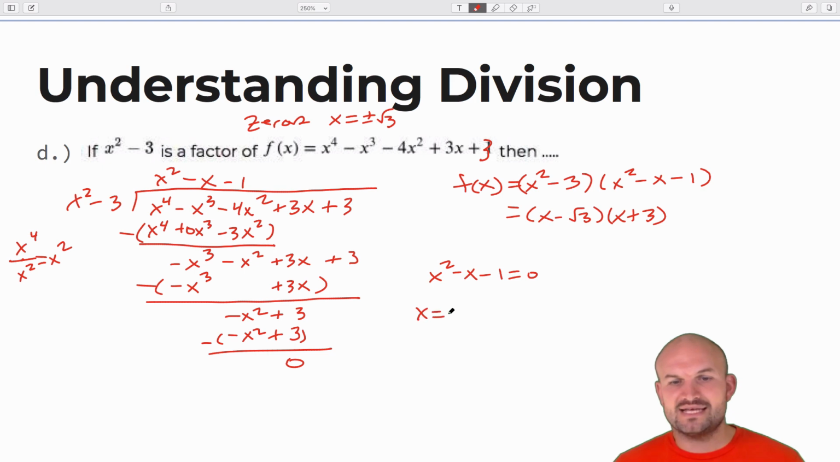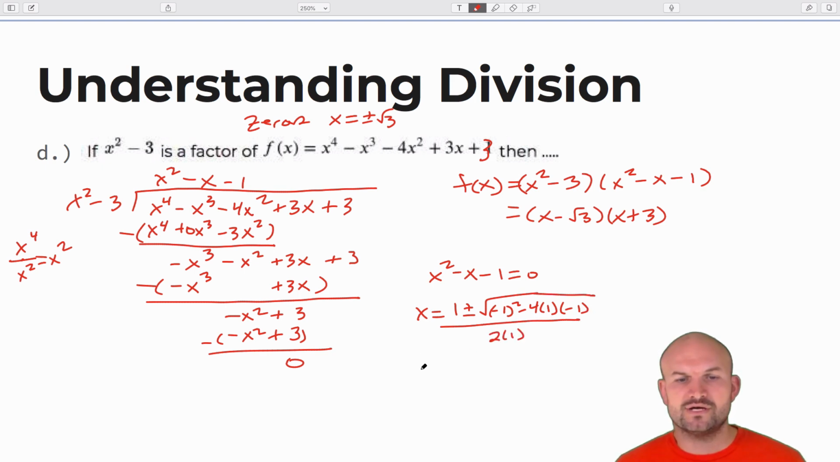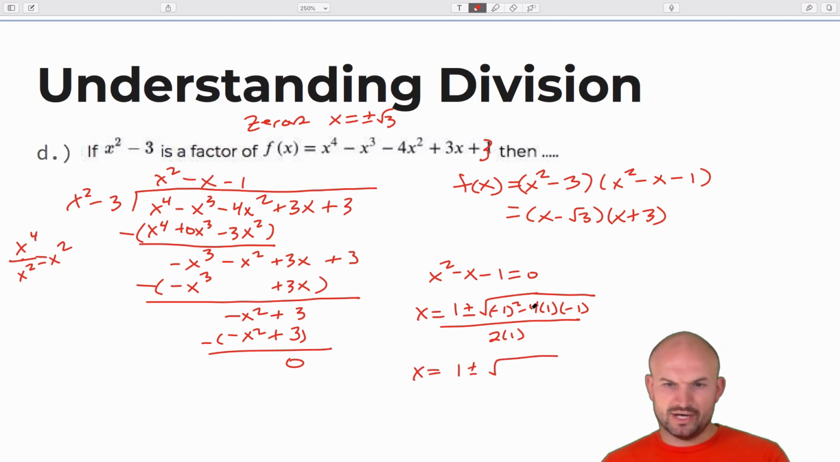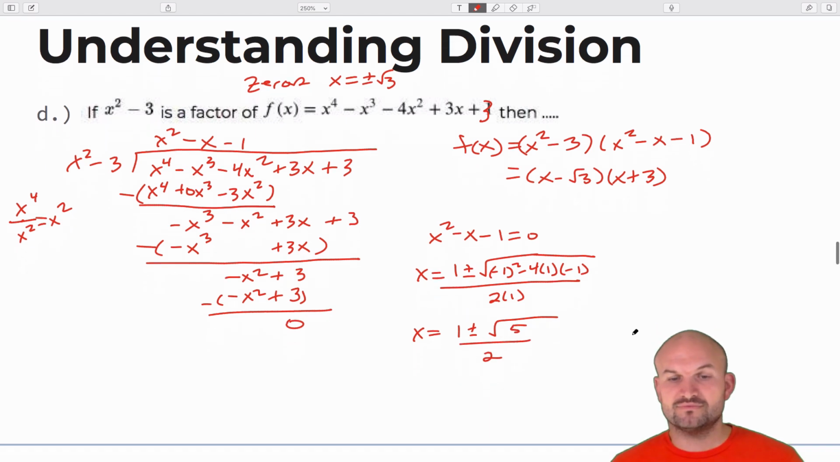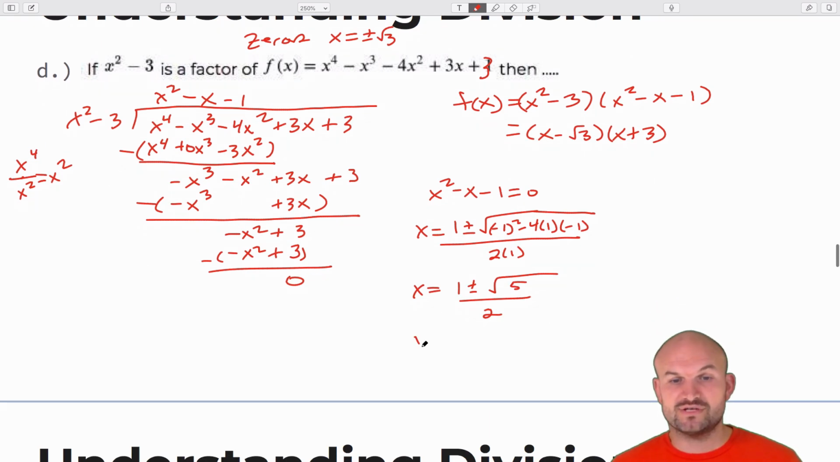So x has to equal, let's do this a little bit quicker here, 1 plus or minus the square root of negative 1 squared minus 4 times a times negative 1, divided by 2 times a. All right, so x equals 1 plus or minus. That becomes a 1 plus 4, so that's going to be a 5, divided by 2. We can distribute this a little bit further, so I could do x equals 1/2 plus or minus 1/2 square root of 5.